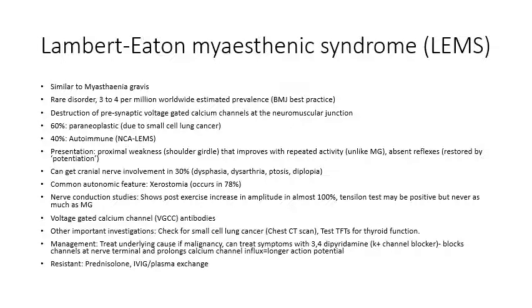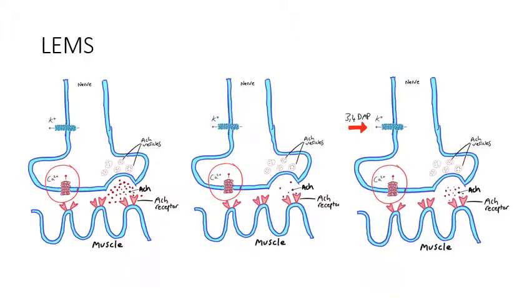And there are other treatment options as well that involve immunosuppression. But for now, I'm going to show you, using this diagram, exactly how LEMS presents, what the problem is, and how you treat it. So here we have a normal neuromuscular junction.